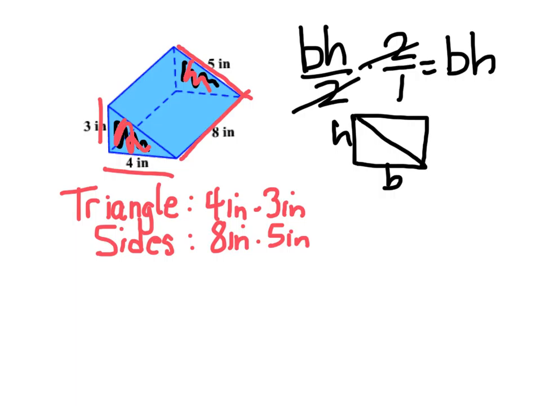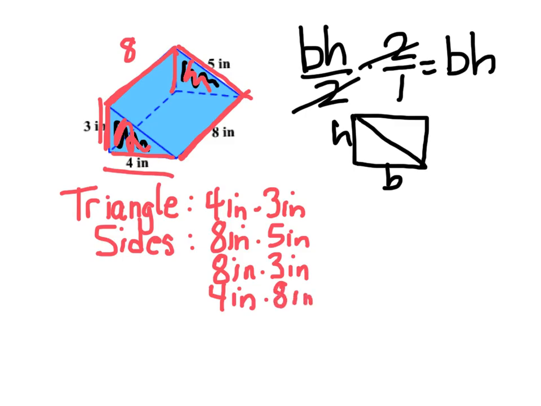Let me erase some of this so we can see a little bit better. All right, and then we have this side over here. What's that length? It's 8. And then we have that side, that's a 3. So 8 by 3 is another side. And then we have 4 by 8. All right, so that accounts for all 5 faces.